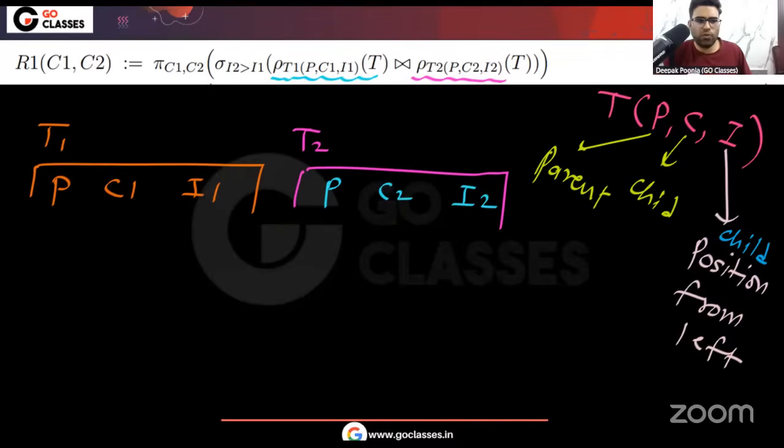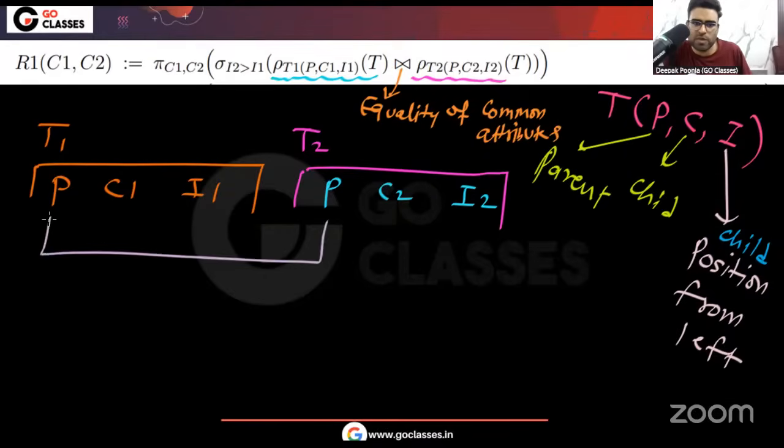Now what is the next step? You can see we are doing the natural join. Natural join simply means equality of all attributes with the same name. Yes or no? You can see that this is natural join. Natural join means equality of common attributes. So equality of common attributes simply means that this p should be equal to this p. Parents should be same. Agree? So remember, parents same.